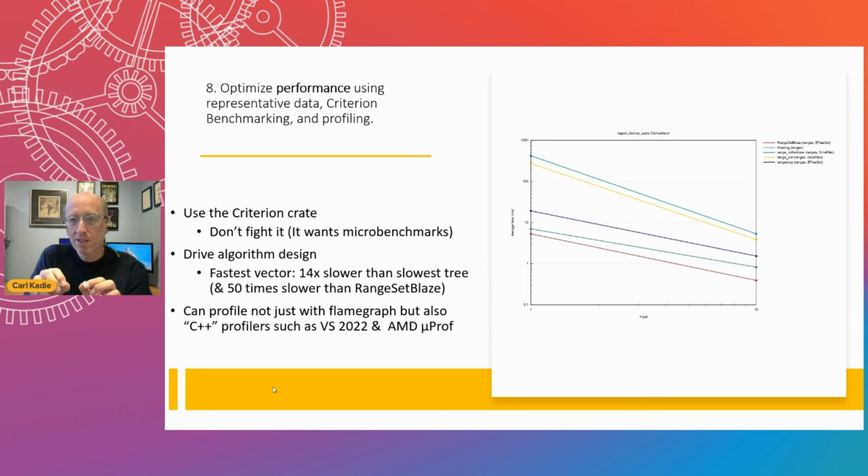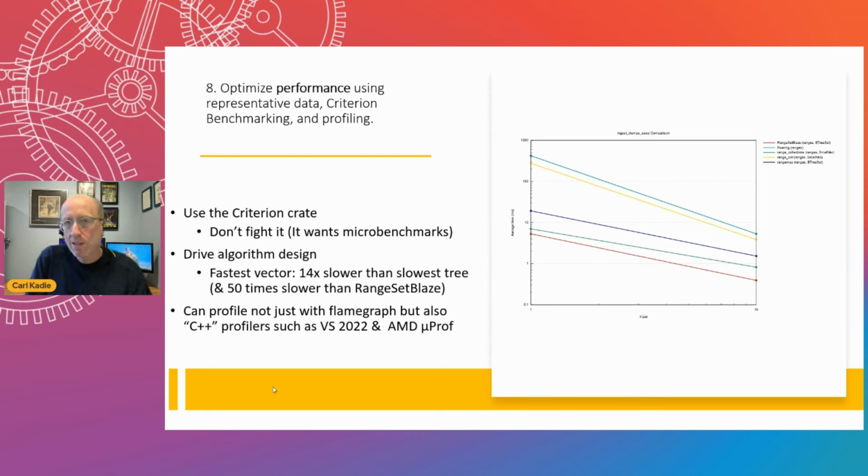Some of them represent this list of sorted and disjoint ranges in a vector, and some of them represent it in some kind of tree. It turned out that the fastest one that used a vector was 14 times slower than the slowest one that used a tree. So that helped me know that I wanted to use a tree to represent the list of ranges. And that allowed range set blaze to be 50 times faster than the fastest vector-based data structure, thanks to benchmarking. I knew to make that design.